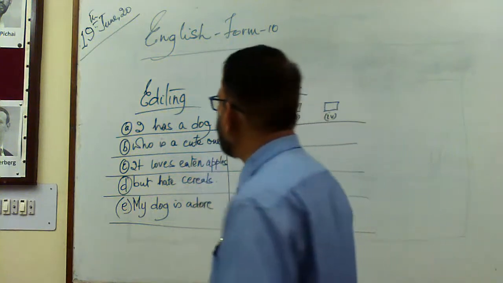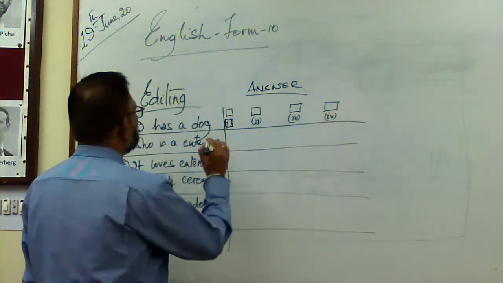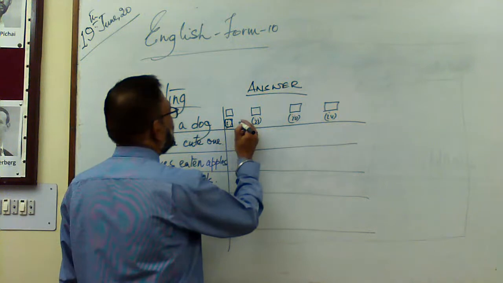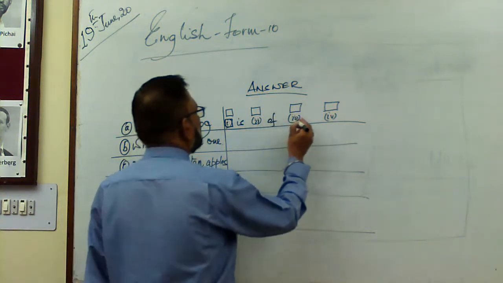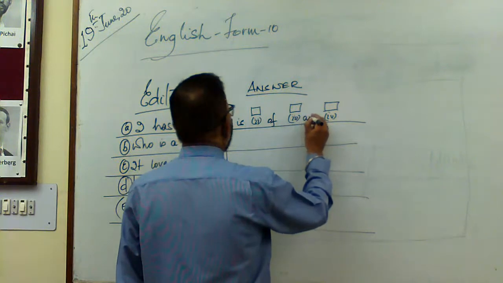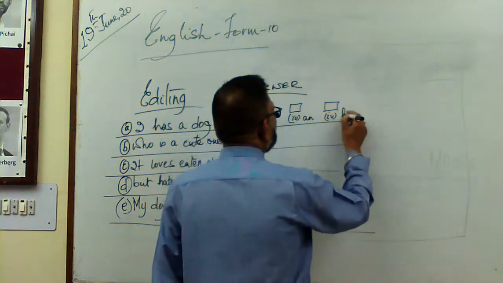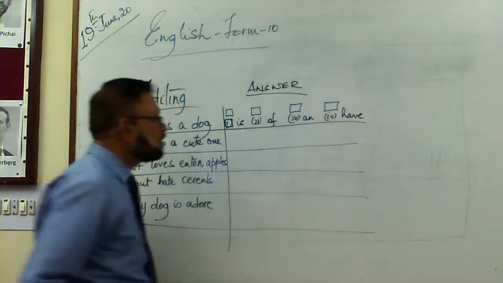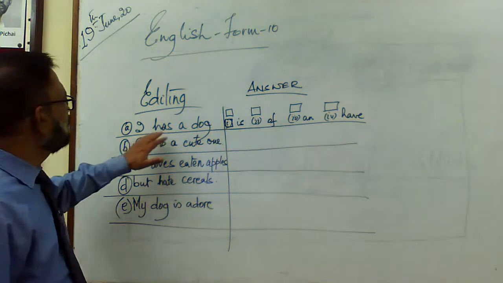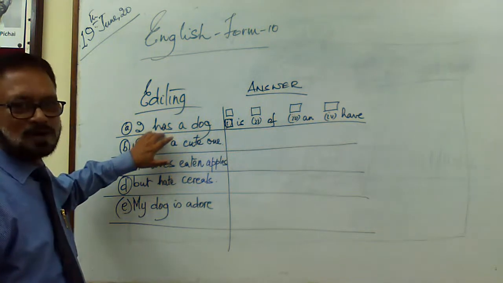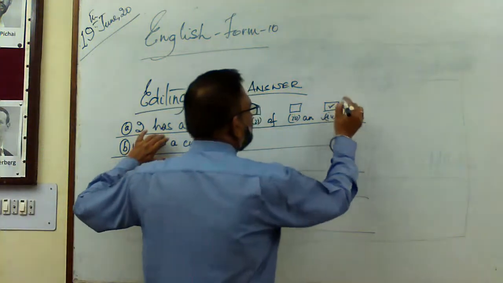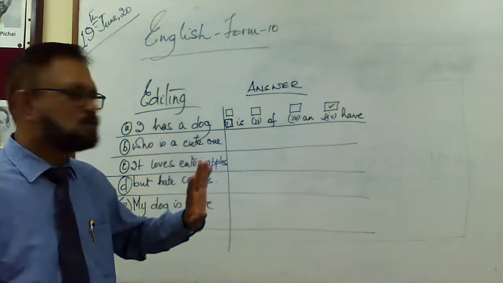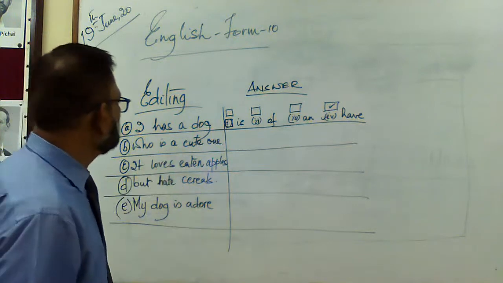Now supposing it says, I has a dog. So the options are is, of, and have. Normally what happens? The answer is I have a dog. So the correct answer is this one. That's all that you are supposed to do. Next, who is a cute one?